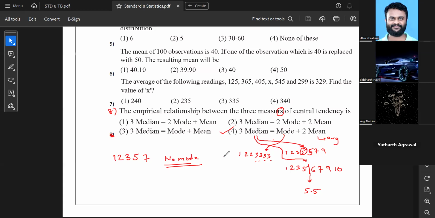And secondly, I must say that if the mode does not exist, for such cases, the formula will not be used. You will not be asked to use the formula where the mode does not exist. Okay, sir. Got it.